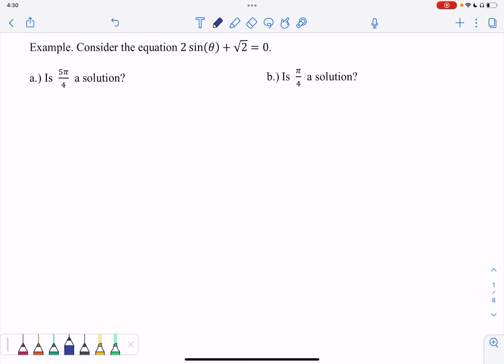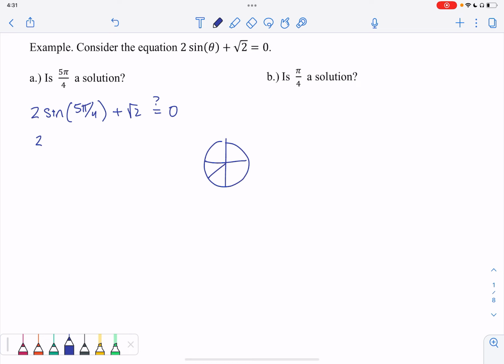Let's also remember the format for how we check. To show the reader what's going on, we would have 2 times sine 5 pi over 4 plus root 2 equals 0, with a question mark over the top because I'm checking. I'm not asserting this is true or false yet. I'm just asking. 2 times, let's see, sine of 5 pi over 4. Well, 5 pi over 4 is down here, and to get to the sine is down, so negative. So this is going to be 2 times negative root 2 over 2 plus root 2 equals 0, question mark.